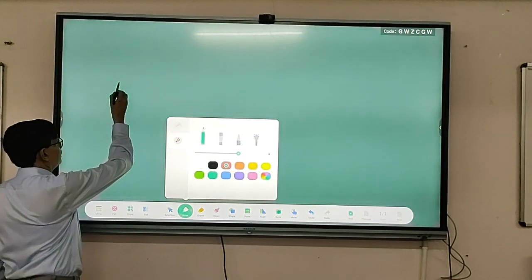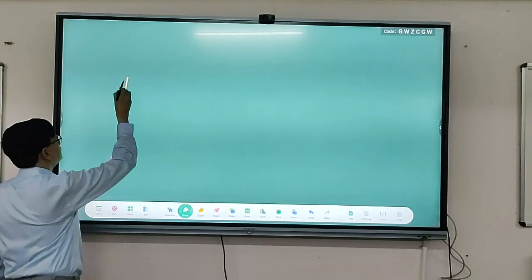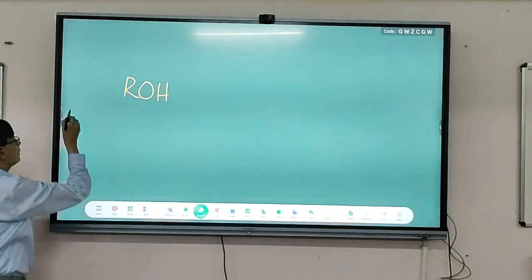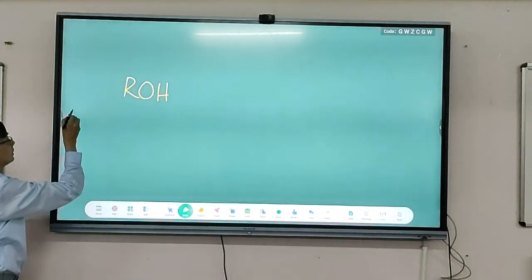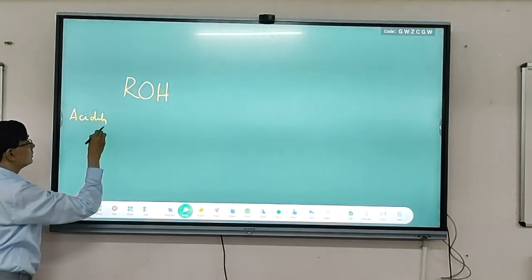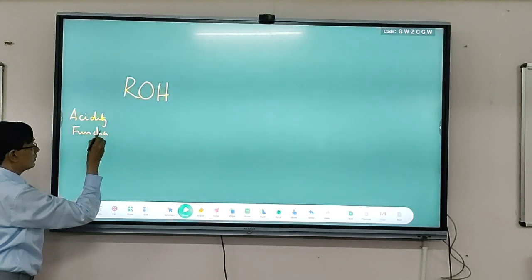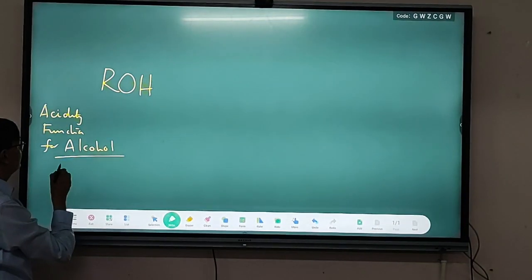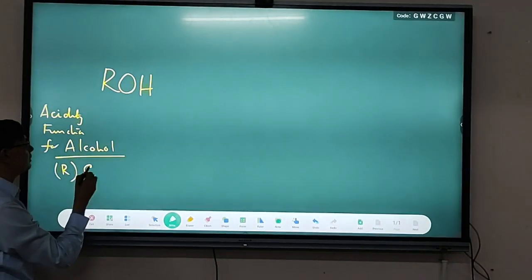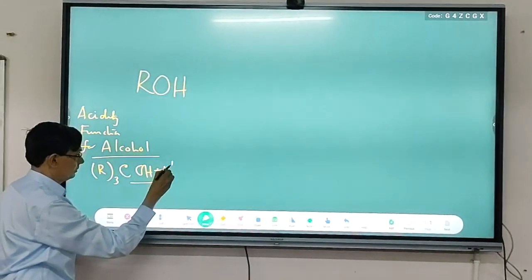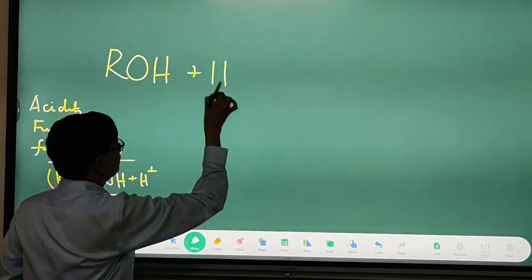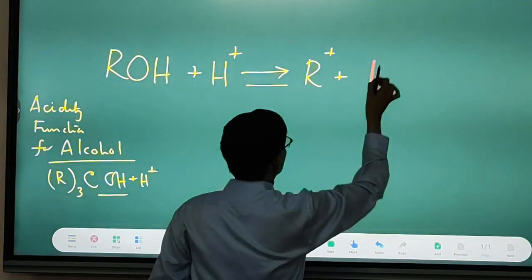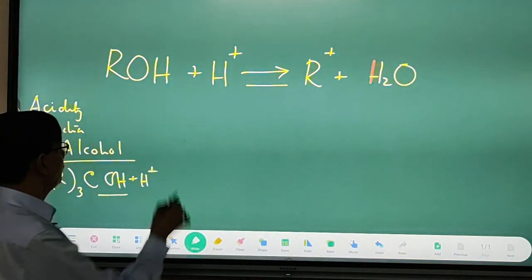The last part is that if I take one alcohol, so that you can understand, suppose this is ROH. Now it is the acidity function for alcohol, any type of alcohol. Plus we add acid, so H2, so KROH.